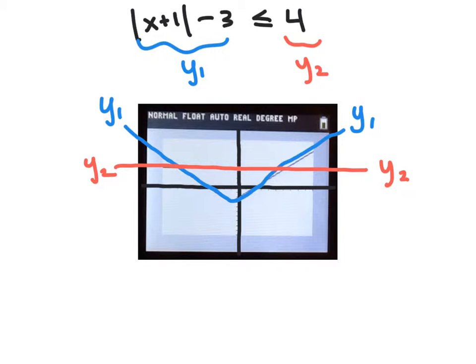So now, once we have this on paper, we're interested in finding the intersection points of y1 and y2, hence the name intersection method. And what we really care about is the x values where these particular functions intersect.